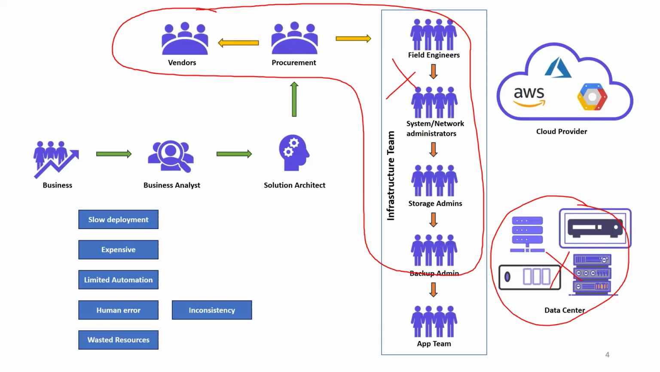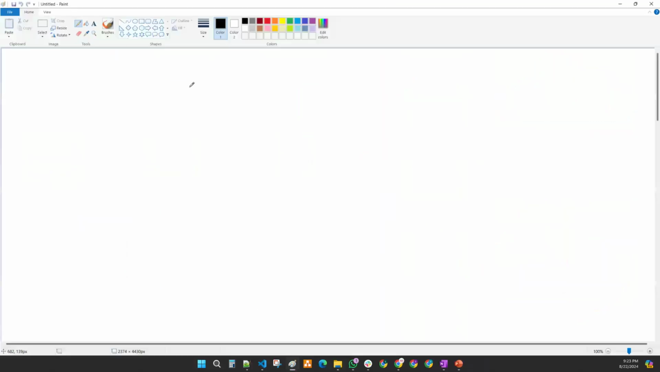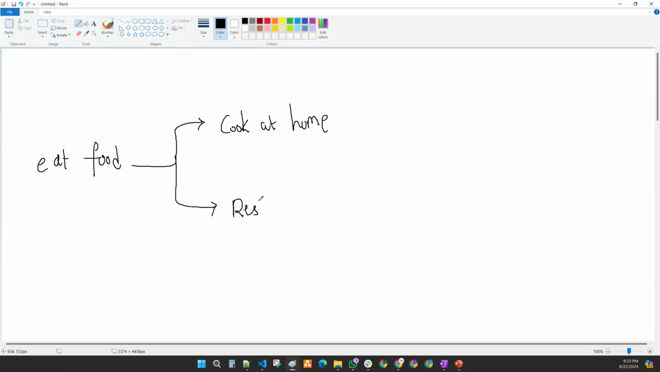It is like this, guys. So for example, the best example is that, sir, I wanted to eat food. Assume that you wanted to have food. If you wanted to have food, you have two options. One is you can cook the food at home. And one more thing is that you can also go to a restaurant and have the food at the restaurant. That is also possible, right?